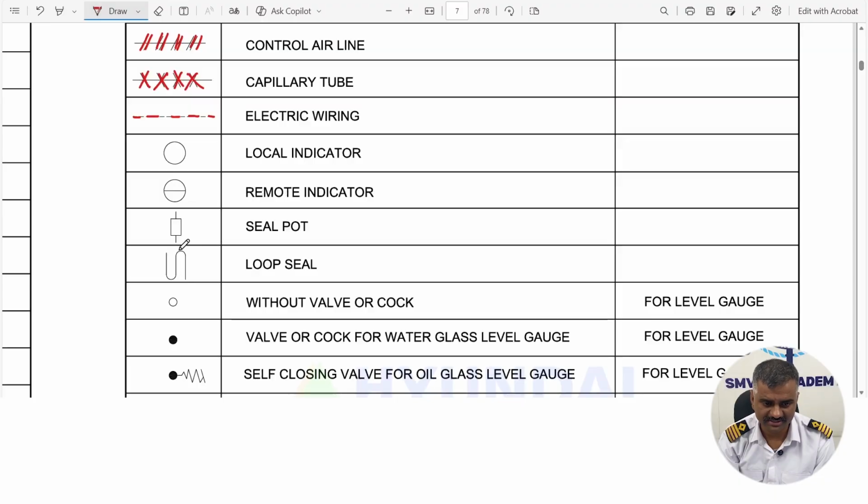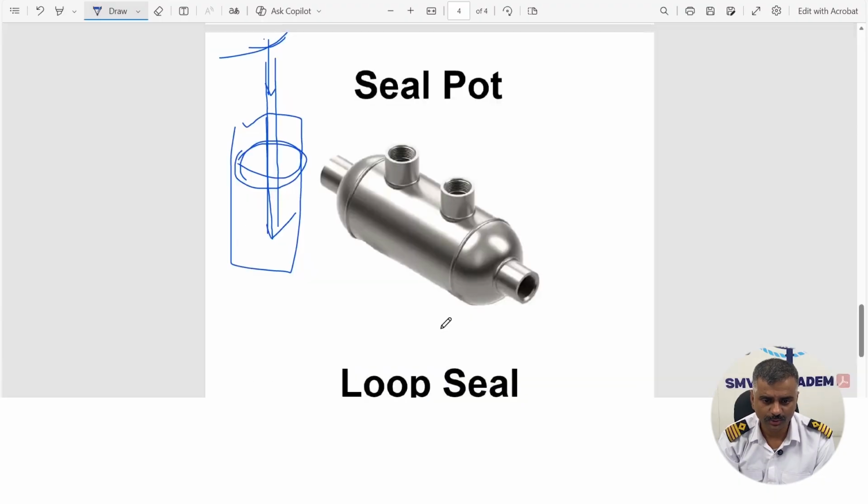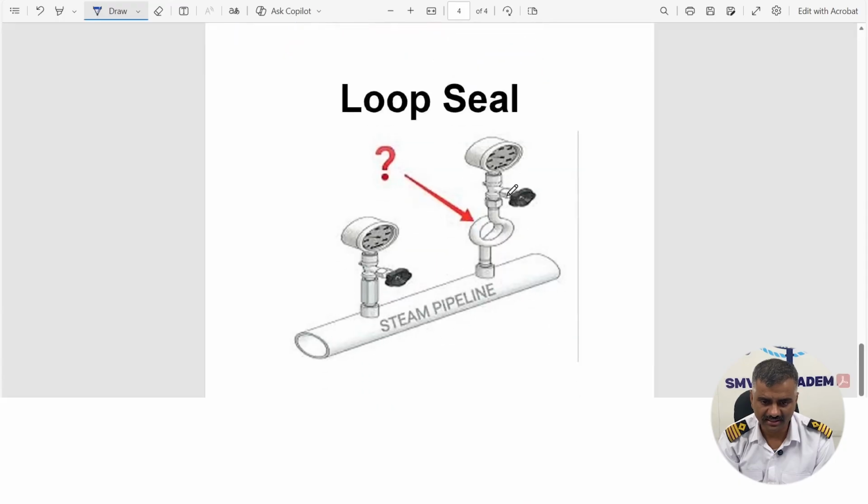The loop seal you can see like this loop. You can see in the pressure gauges there are these loops made. In control instrumentation, these are siphon type tubes or sealing arrangements. Why are they given? Say, any pressure fluctuation, say this is a pressure gauge.